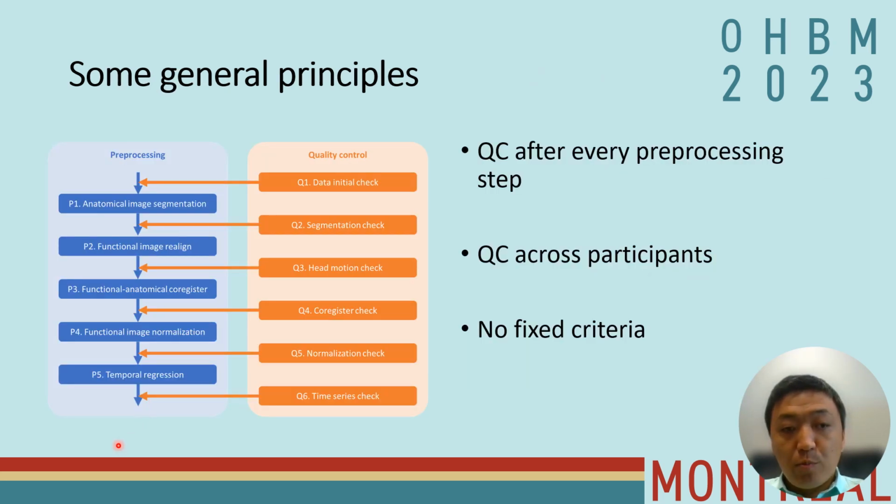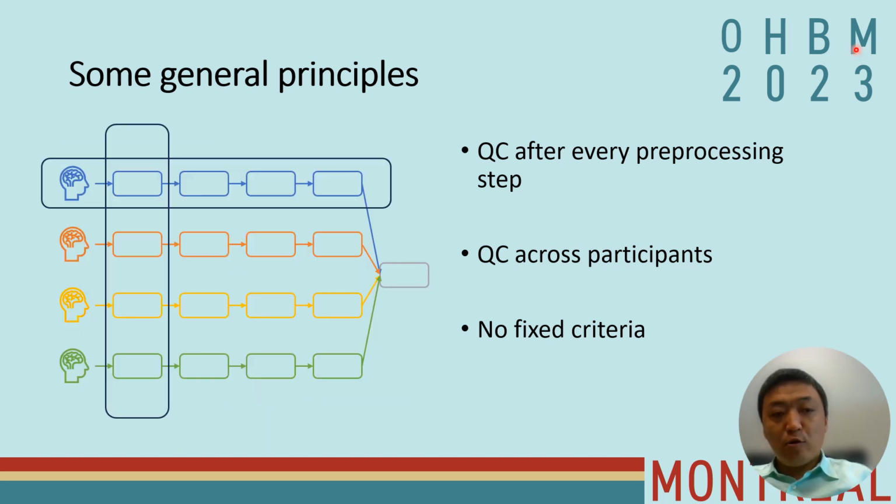First, some general principles. On the left side, I have outlined the major steps for fMRI preprocessing. My point is, when we perform quality control, we have to perform it before and after each of these steps to ensure that the preprocessing can be done properly.